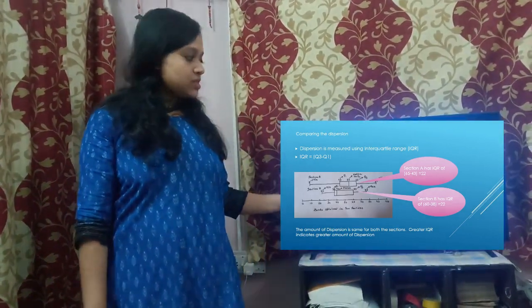So for section A, the IQR is 65 minus 43, that is 22. And for section B, it is 60 minus 38, that is 22. So you can see the IQR is the same for both the sections. So the variability is also the same. So we can tell that the amount of dispersion is the same for both the sections A and B. Now let's move to the next slide for another comparison.